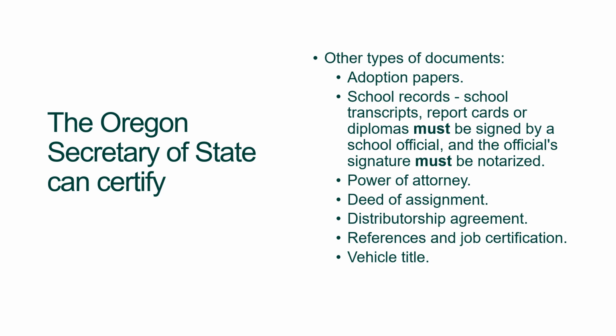The Secretary of State can also certify a range of other types of documents. These can include adoption papers, powers of attorney, deeds of assignment, distributorship agreements, references and job certifications, vehicle titles, and school records. Please note, school transcripts, report cards, or diplomas must be signed by a school official, and the official's signature must be notarized in order for these documents to be certified by the Secretary of State.